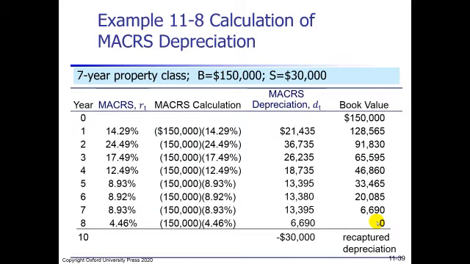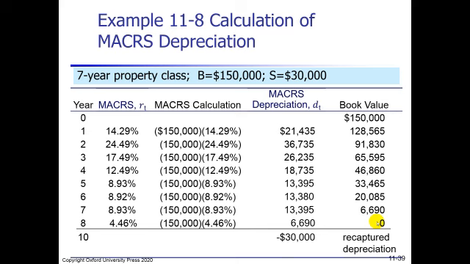100% has been deducted. So now let's see these percentages actually applied to a particular cost basis. In this case, we have an asset. It's in the 7-year property class. It has a basis of $150,000, and we're going to have a salvage after 10 years of $30,000.